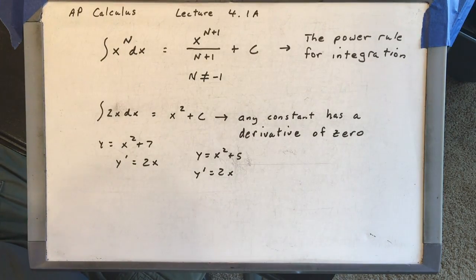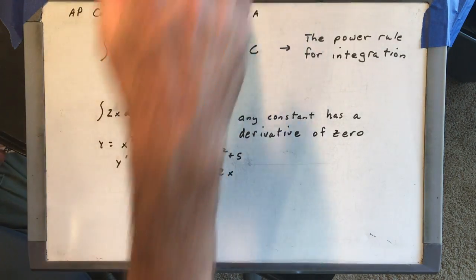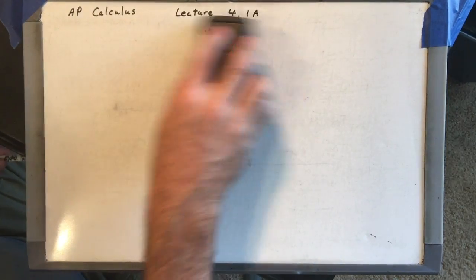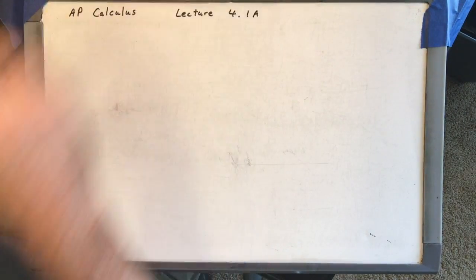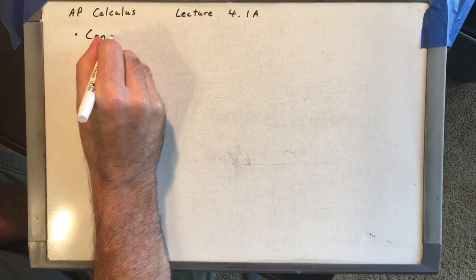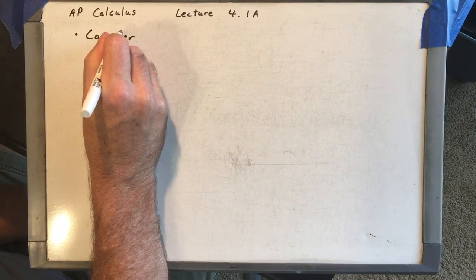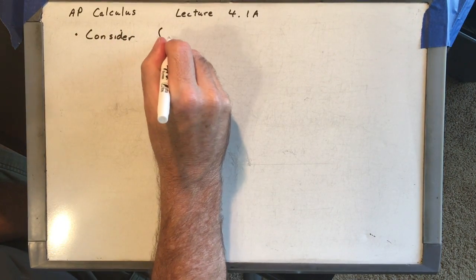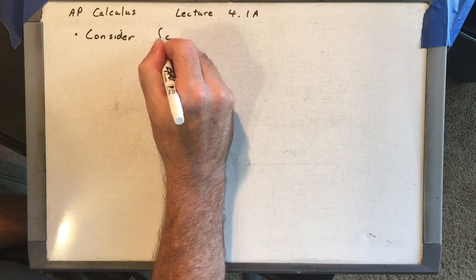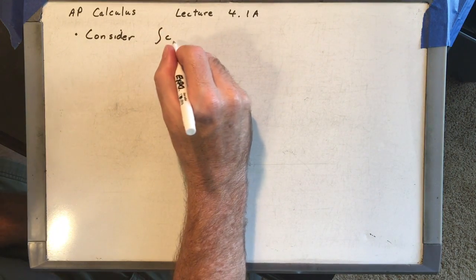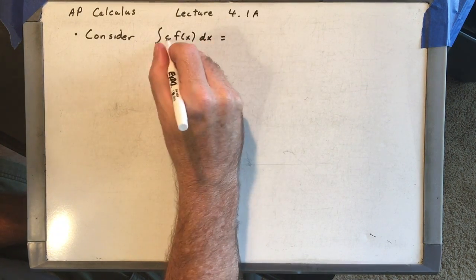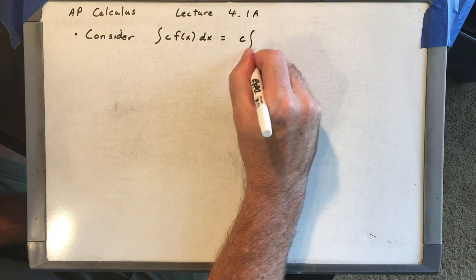All right, I got a bunch of examples for you. Actually, I lied. I got one more thing to write. Let's consider, you have the integrand. We want to integrate c times f of x dx. Well, you can bring that c out front.